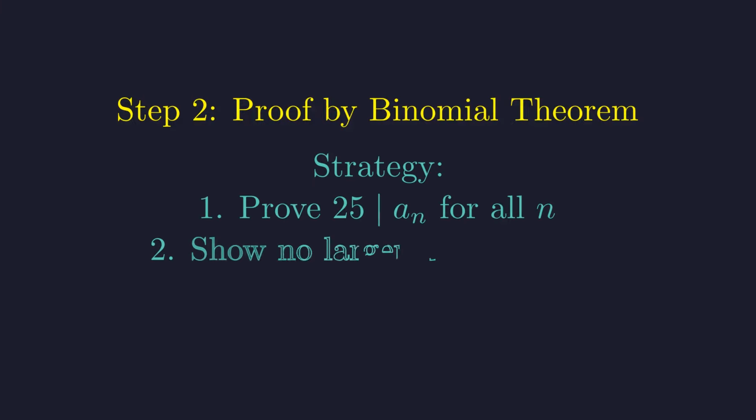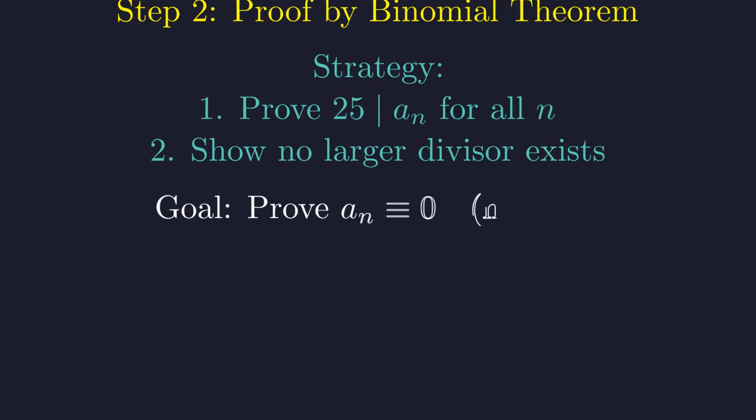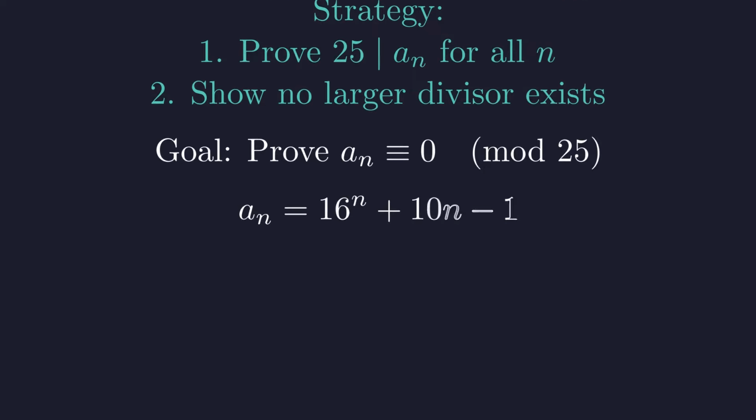To prove our hypothesis, we must show two things. First, that 25 is a common divisor of all terms, and second, that it's the greatest possible one. Our strategy is twofold. First, prove 25 divides every term, then show no larger common divisor is possible. Our first task is to prove that a sub n is congruent to 0 modulo 25 for all positive integers n. We start with our expression.